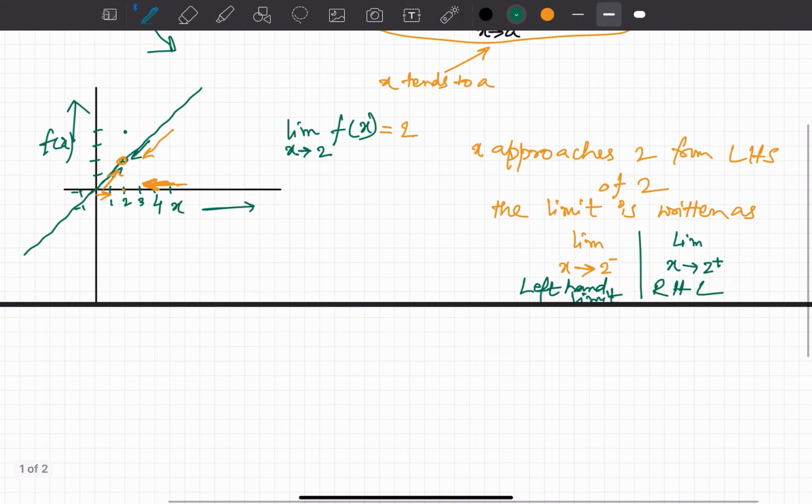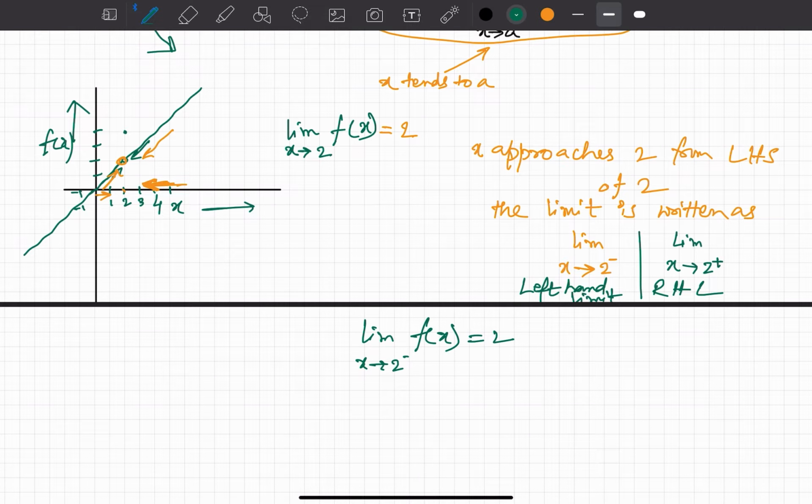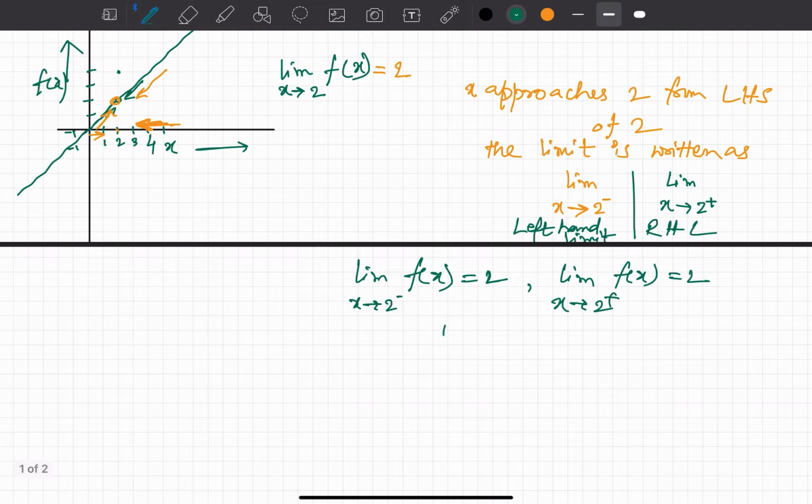That means, what does it mean? That limit x tends to 2 for f(x) is also 2, that is, f(x) is approaching 2 when x is approaching 2 from the negative side, and limit x tends to 2 from the positive side for f(x) is also 2. So here the left hand limit is equal to the right hand limit.